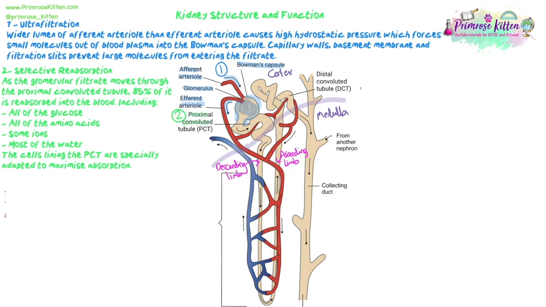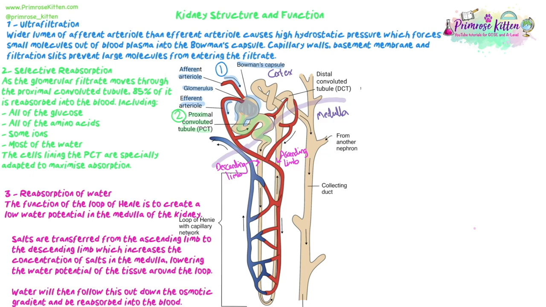As the glomerular filtrate, which is what we call it now, comes out into the nephron and moves through the next part, the proximal convoluted tubule, 85% of it is reabsorbed, including all the glucose, all the amino acids, some ions, and most of the water by osmosis. This happens in the PCT because the cells lining the PCT have special adaptations to maximize absorption, similar to the adaptations of cells that line the lumen of the small intestine.